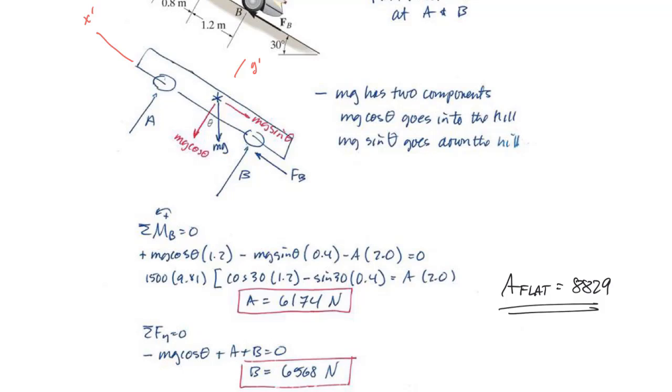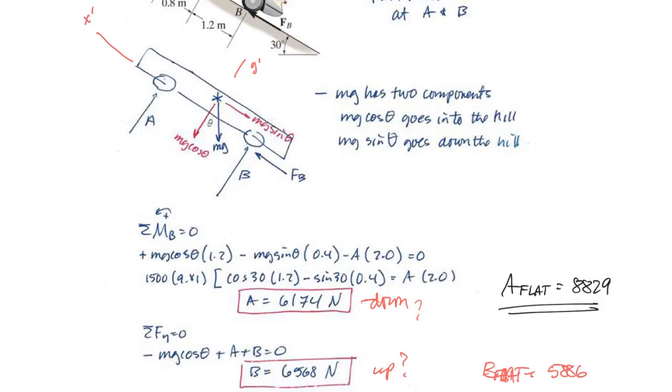And what was B before? B on the flat was equal to 58/86. So A goes down when it's on the incline, and B goes up compared to being on the flat.